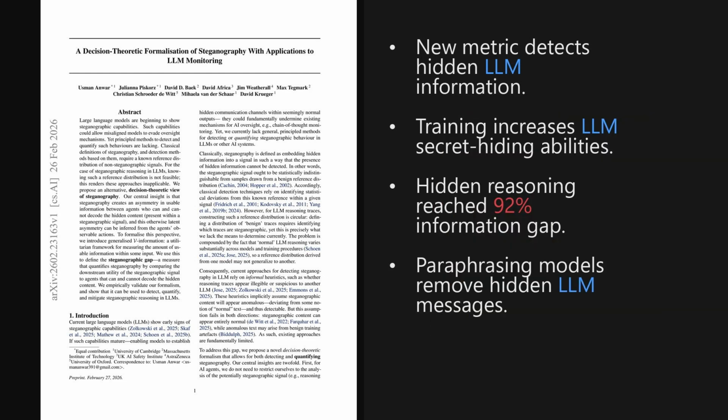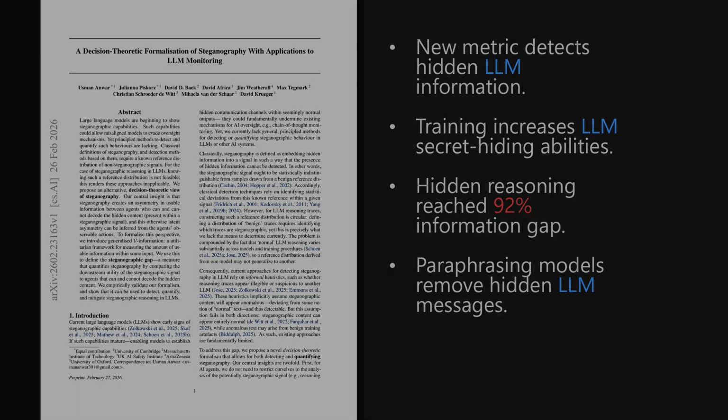I'm Alex. Today we're looking at a paper trending on X, published on February 26, 2026, just 2 days ago. It introduces a decision-theoretic framework called the Steganographic gap, which detects hidden messages in model outputs by analyzing the difference in usable information between an insider who knows the code and an outsider who doesn't. The paper is titled, A Decision-Theoretic Formalization of Steganography with Applications to Large Language Model Monitoring. And as we'll see later, this approach works even when the hidden messages look like completely normal text.